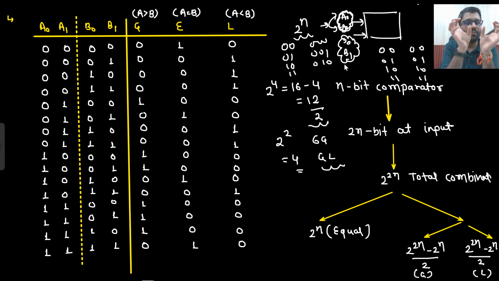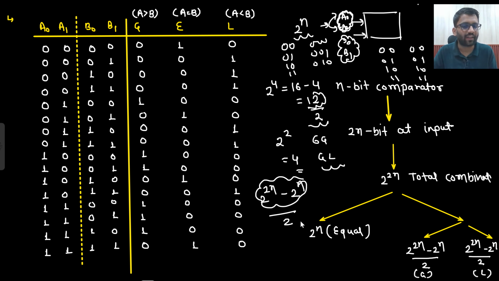So at that time both will be equal, right? So 2 to the power n times it will be equal. Now whatever is left, what is left? These 2 to the power 2n was the total combination. Out of this 2 to the power n are equal, so this much is left. Half will be greater and half will be lesser. That means in half the times A will be greater and in half the times B will be greater. That's it. Very, very easy.